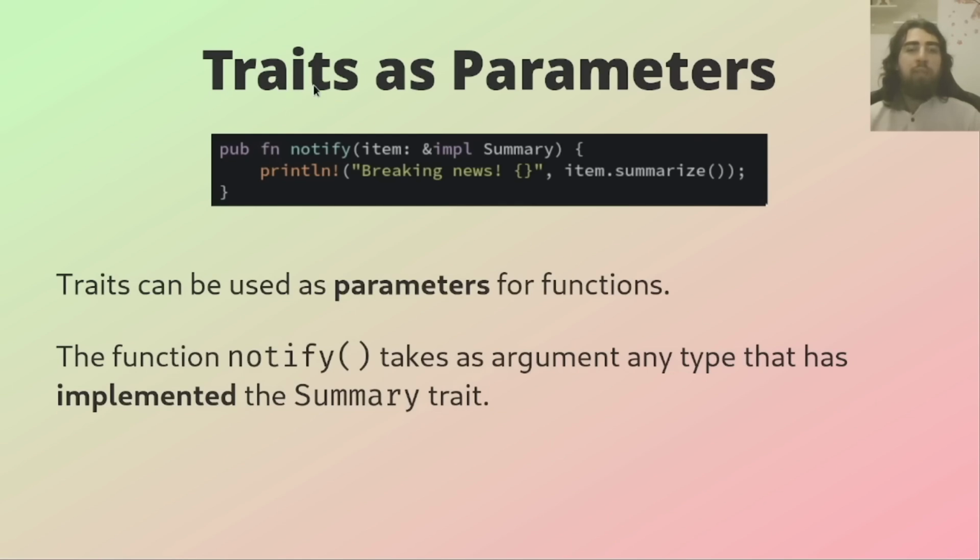Now we can pass traits as parameters. The notify function over here takes as an argument any type that implements the Summary trait. Meaning we can ensure that the item argument over here implements the summarize method, right? If we provide here a type that didn't implement the Summary trait, then it wouldn't have this summarize method. Traits can be used as parameters for functions. The function notify takes as an argument any type that has implemented the Summary trait.